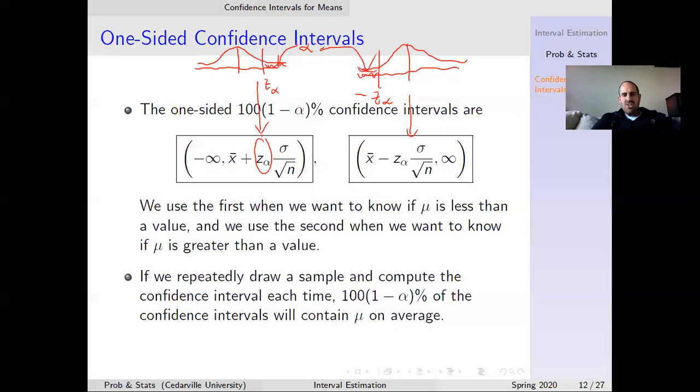And you're saying, look, I want to be 1 minus alpha confident that I have an interval that contains the mean. So you only care about excluding 1 tail in this case. Again, the proper way to think about this is if we repeatedly draw a sample and compute the confidence interval each time, then 100 times 1 minus alpha percent of the confidence intervals will contain mu. Same kind of interpretation.